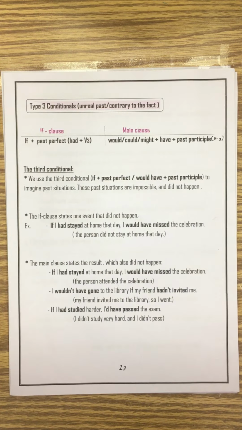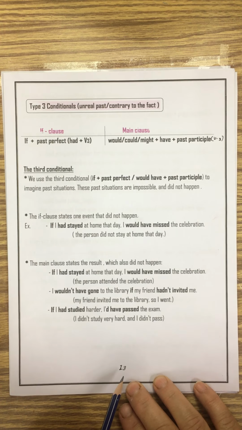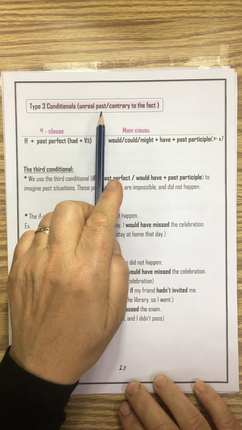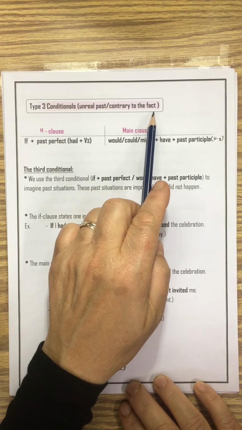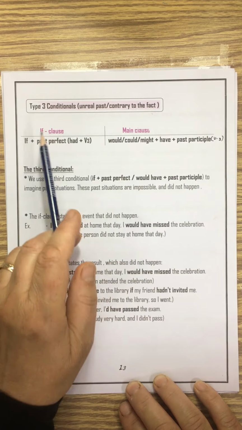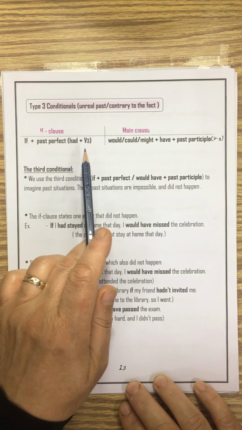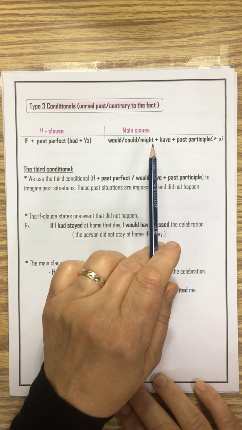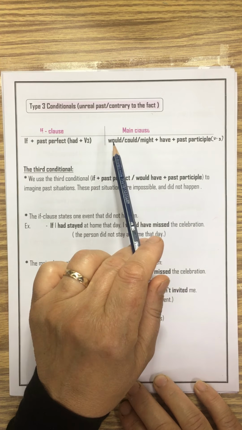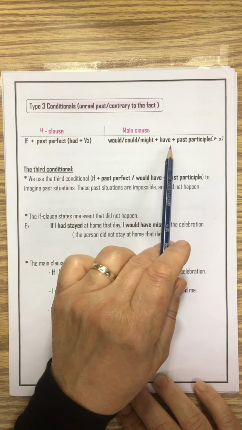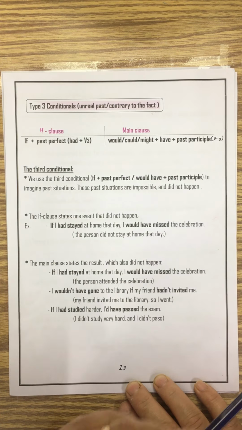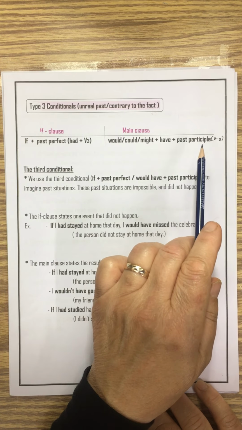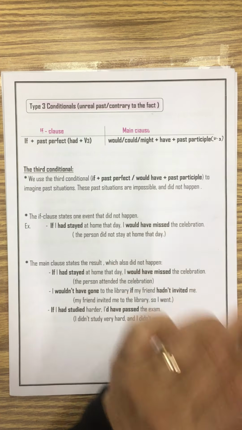طيب. Now we have here in the worksheet on page 13 we have some examples. Type 3 conditional unreal past contrary to the fact يعني منافي للواقع أو للحقيقة. With if clause we have if plus past perfect اللي had plus verb 3 and in the main clause we can say would or could or might plus have يعني هدول الwould زائد have أو الcould زائد have أو might زائد have is a must لازم تيجي في كل الجمل. And then we have here verb 3 التصريف الثالث من الفعل اللي عندي اللي هو past participle.